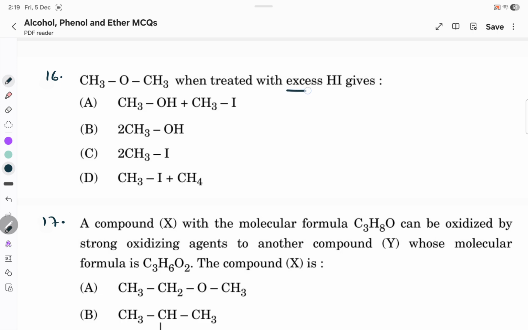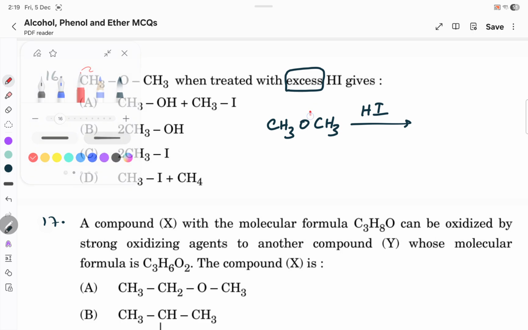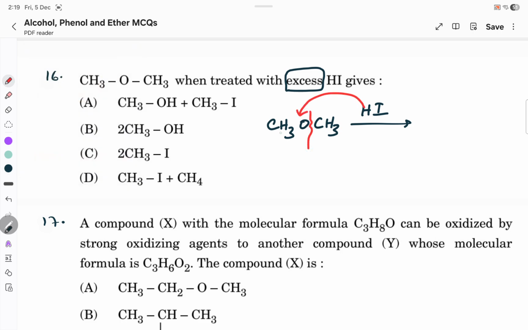CH3OCH3 when treated with excess HI. So on reaction with HI, I can break the bond anywhere. So if I break it, H and I will go here, and CH3OH plus CH3I will be formed. Since it is mentioned as excess, we have to write one more HI.